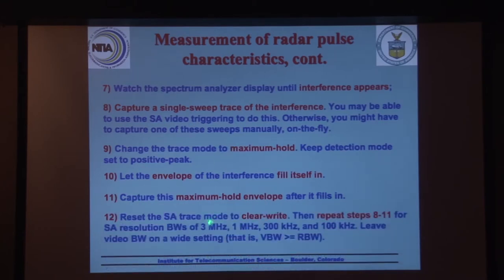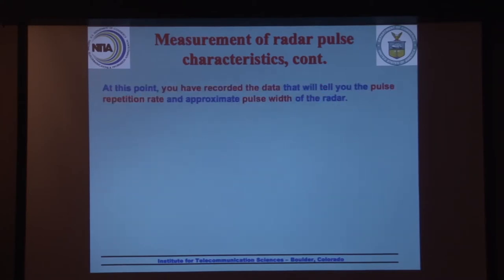Now, set the spectrum analyzer trace mode to clear write, and repeat steps 8 through 11: the single trace, the max hold envelope, fill itself in, and then capture. Repeat that for other bandwidths. Try to do it for bands of 3 megahertz, 1 megahertz, 300 kilohertz, and 100 kilohertz. You want to get a picture of what this interference looks like in hopefully 3 or 4 different bandwidths. Leave the video bandwidth on its widest setting that you can get. Keep it greater than or equal to the resolution bandwidth. You're looking for the radar pulses, so you need to keep that video bandwidth wide.